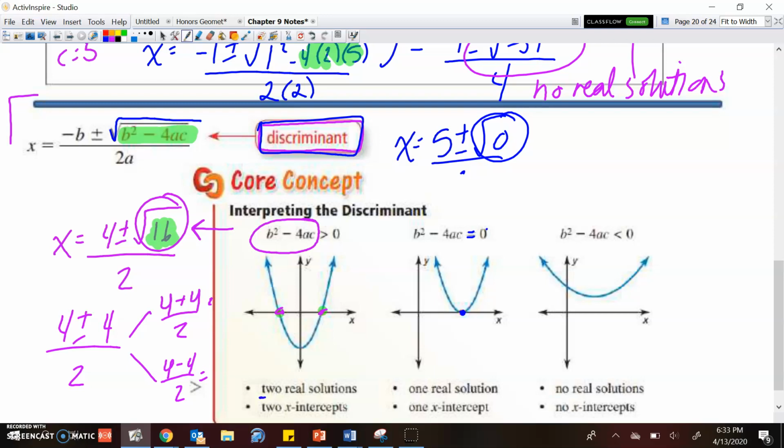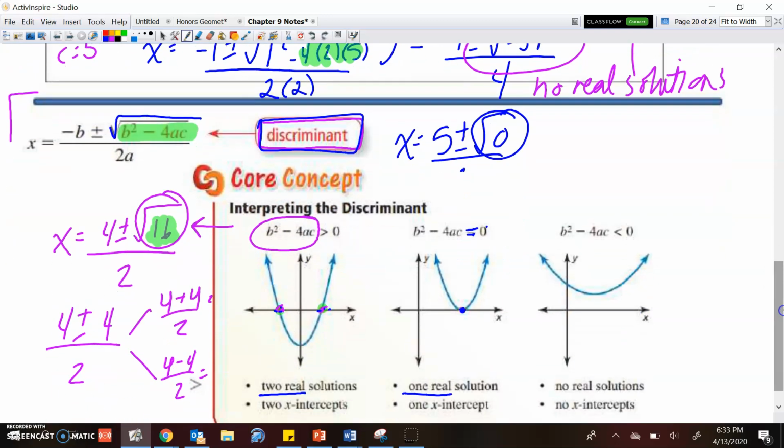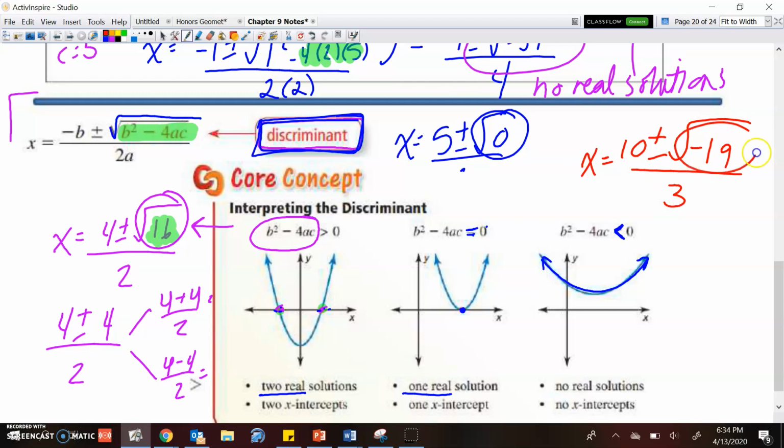Okay, so we've looked at two real solutions when it's greater than 0, one real solution when it's equal to 0, and now, like in that one we just did above, when the discriminant is less than 0, then there's not going to be any solutions. So if I have something that looks like x equals 10 plus or minus, and it doesn't matter what's in here, but if it's negative, then this can't exist. There's no real square root that works there. It's an imaginary number. So that means there's no real solutions, no x-intercepts.